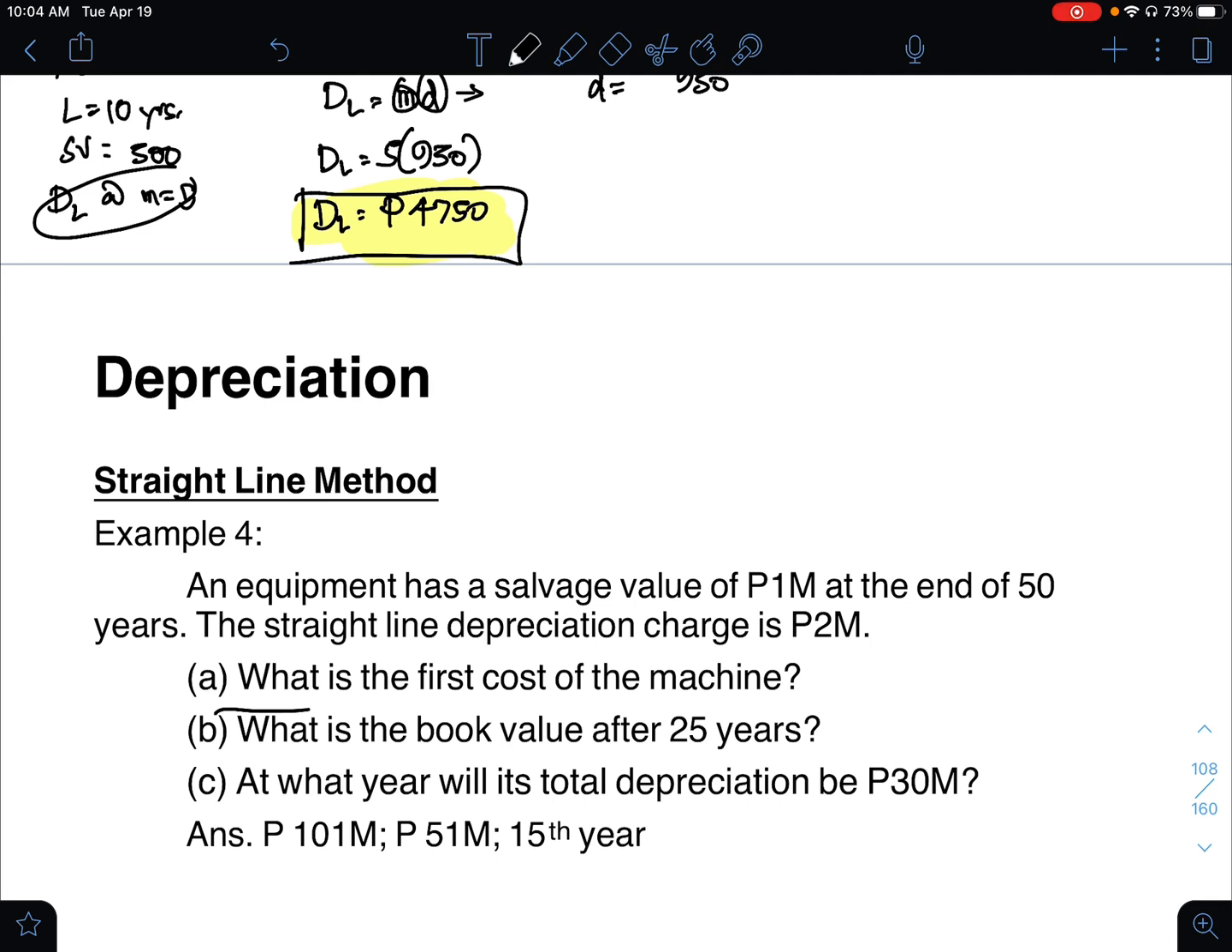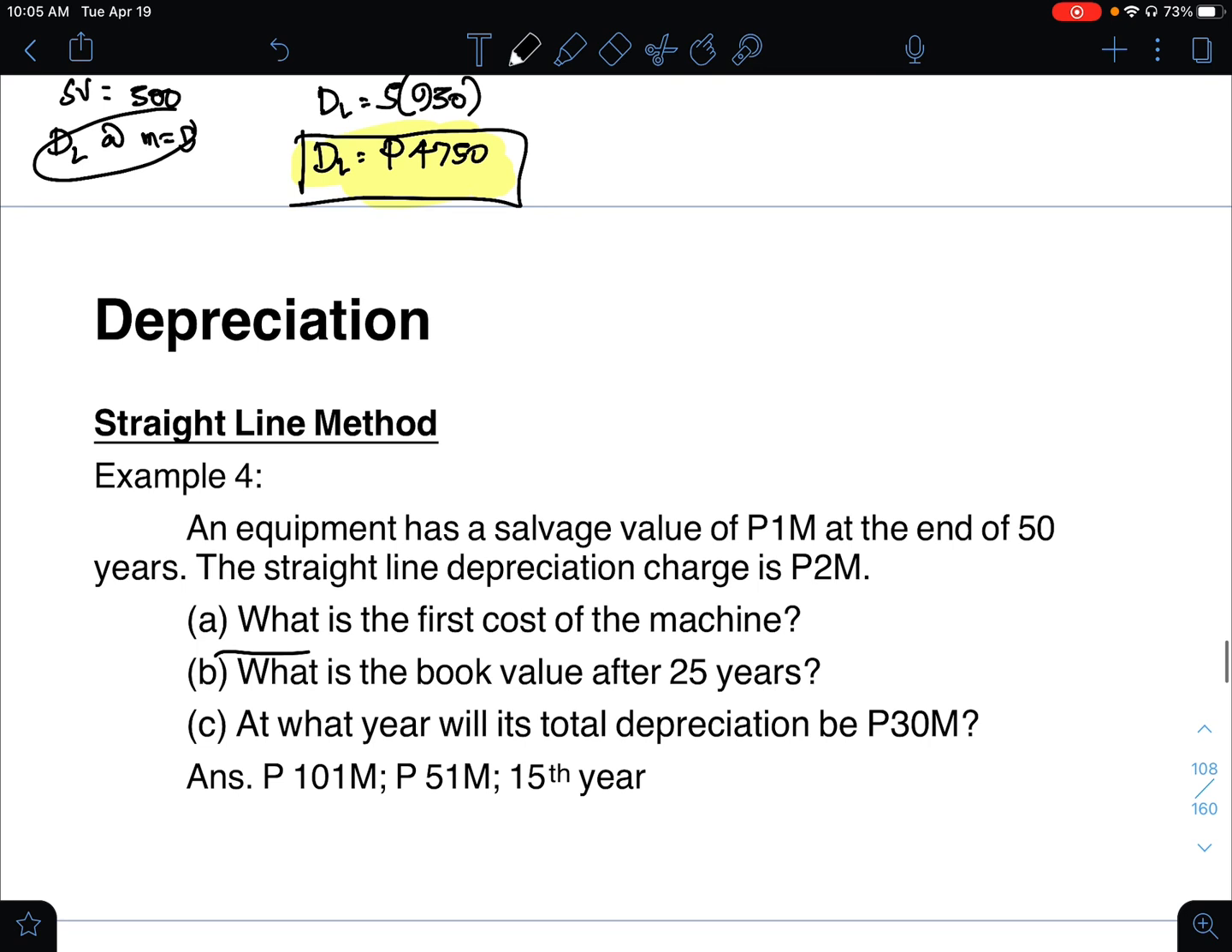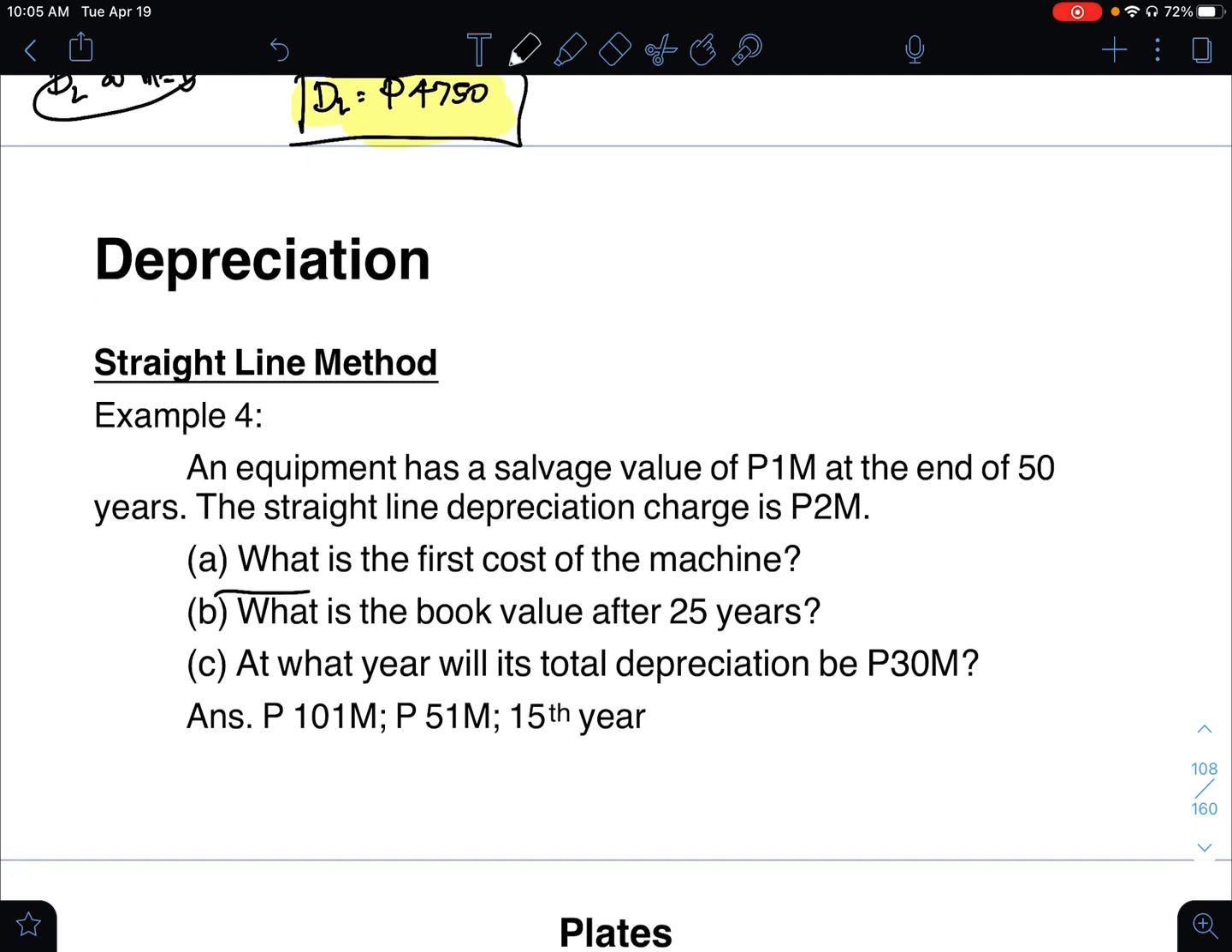Again, in order for us to find the answers, as in the examples, we are going to look for the givens. What are the givens there? We have the salvage value, which is 1 million pesos. We have L, which is that it was used for 50 years. We also have the depreciation, which is 2 million pesos. So the first cost is the question mark.